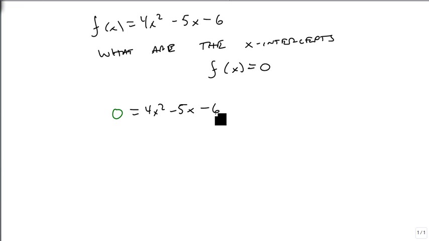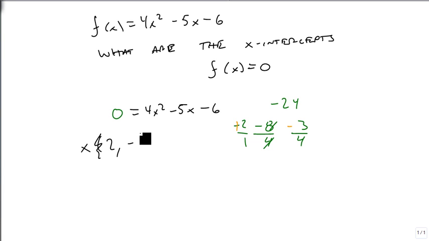6. Well, this is already ready to be factored, so we just take the 4 times the minus 6 and get a minus 24. Factors of minus 24 that add up to minus 5 are minus 8 and 3. Divide both by 4. We get minus 2 over 1. Remember, with our synthetic factoring, all we have to do is change our signs to get our answers as 2, this is the set of x, and minus 3/4.